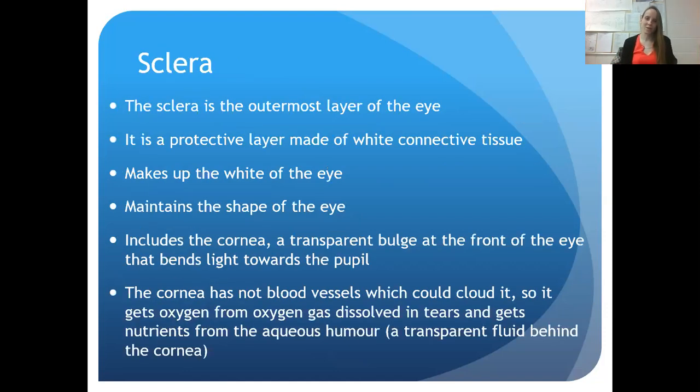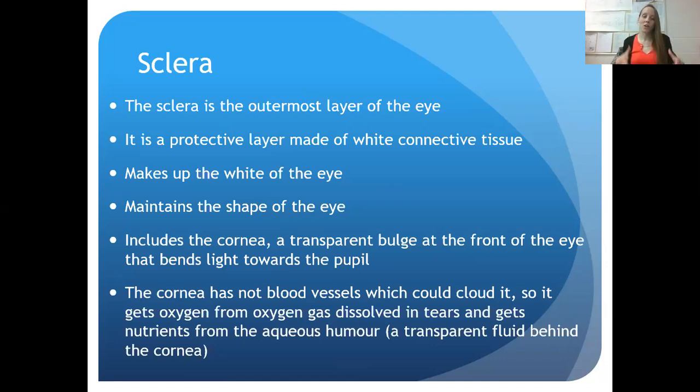So the sclera is the outermost layer of the eye. Most of the sclera is made up of a protective layer, which is made of white connective tissue. When you look at someone's eyes and you see the white part of the eye, that is the sclera, that white connective tissue. And one of the big jobs of the sclera is to just maintain the shape of the eye. It also includes the cornea, which is the transparent bulge at the front of the eye that you can see if you're looking sideways at someone's eye.